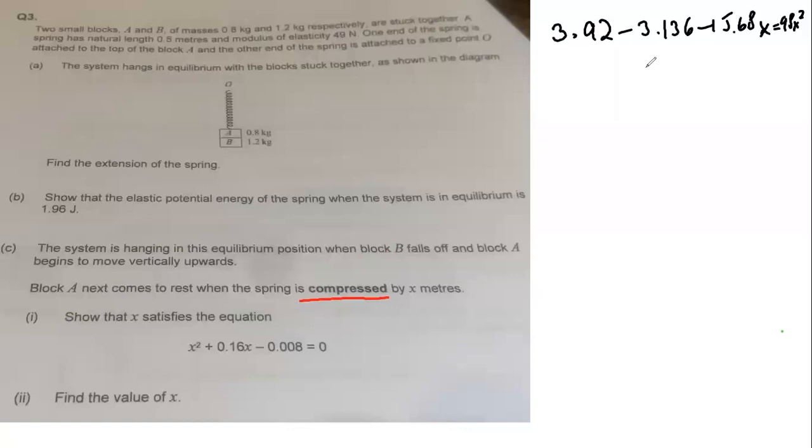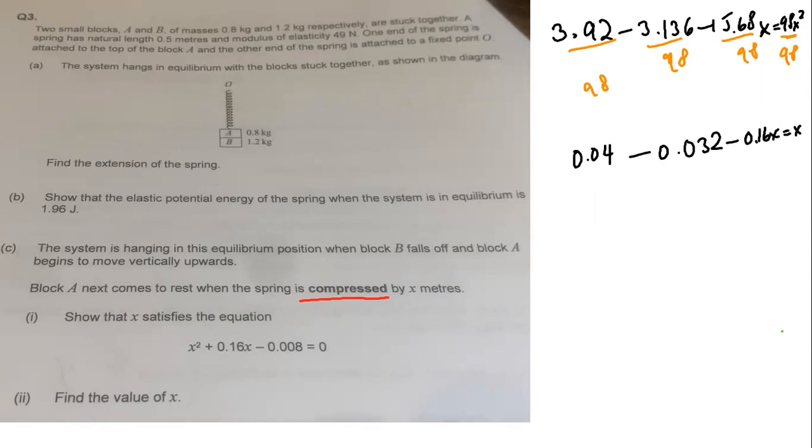Now this is what we have left, and therefore let's just simplify that. If we simplify that mathematically, no, hang on, I got 98. Okay, let me divide everything by 98. Divide by 98, divide by 98, divide by 98, and divide that by 98. If I divide each term by 98, I should get the following. I should get 0.004 minus 0.032, minus 0.16x equals x squared.